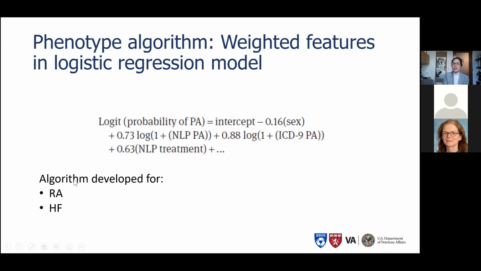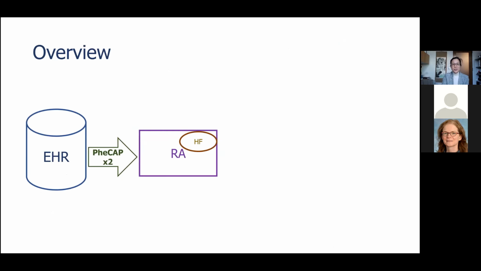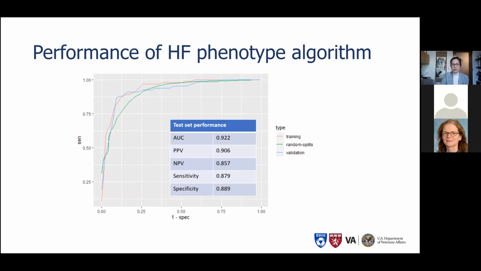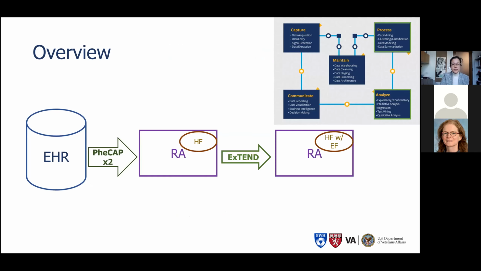And so we used PheCAP, or this pipeline, to develop an algorithm for RA and heart failure. So what does that really look like? We took EHR, we first classified RA, and then within RA, we classified heart failure. And this is just an example of the performance for heart failure here, and we were able to achieve a positive predictive value of 90% with relatively good sensitivity and specificity. Again, using this published pipeline that we've actually tested across maybe about 20 phenotypes now across 3 or 4 institutions.